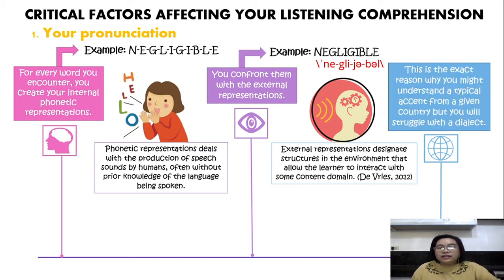Lastly, this is the exact reason why you might understand a typical accent from a given country, but you will struggle with the dialect. So when you struggle with listening, meaning your internal representations are not broad enough to encompass new external representation. So if they overlap considerably, right, or they are identical, you should be able to understand a given word. So you will be able to listen effectively.